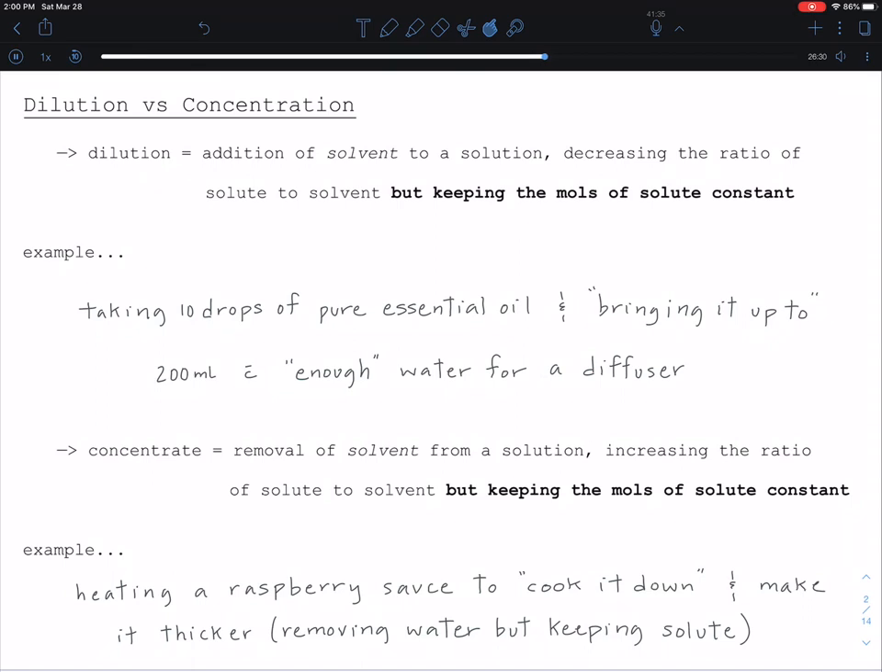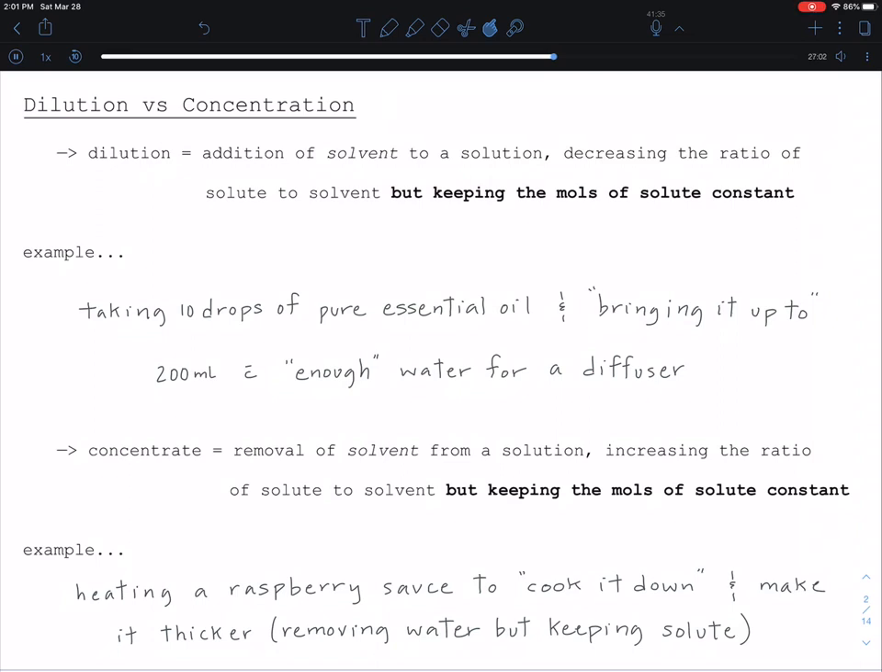If you're going to dilute something, you're not messing around with the number of moles of solute. You're adding more solvent. So you're increasing the volume of the total solution, but you haven't changed the moles of solute, right? So you are decreasing the molarity or the concentration. But the one thing that stays the same, and it's going to be a big deal for us to pay attention to this, is that the moles don't change. The number of moles do not change if you're diluting something. The number of moles of the solute do not change if you're concentrating something.